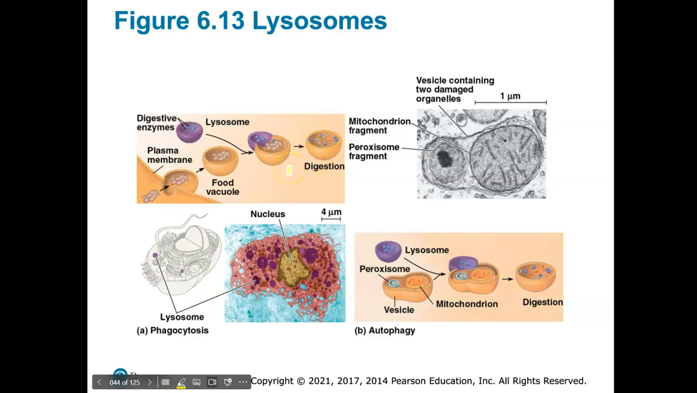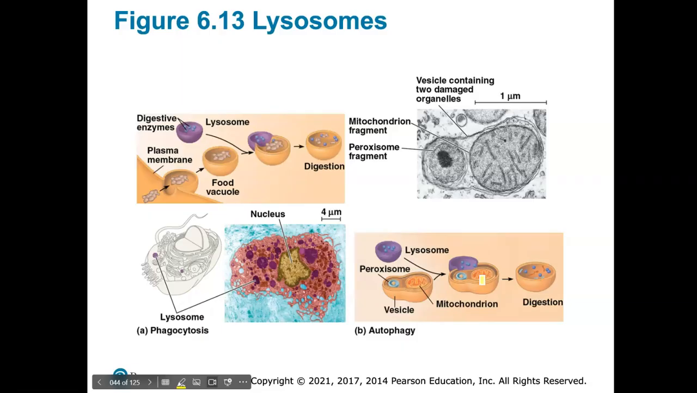Now, another thing that can happen is lysosomes can do the same thing with old, worn-out organelles. So you see this mitochondrion is inside of a vesicle that also contains a peroxisome, because peroxisomes can break down fatty acids, but lysosomes can break down every type of substance. So together, they will break down all of the components of that mitochondrion, because it's just going to be broken down and recycled to make a new mitochondria.